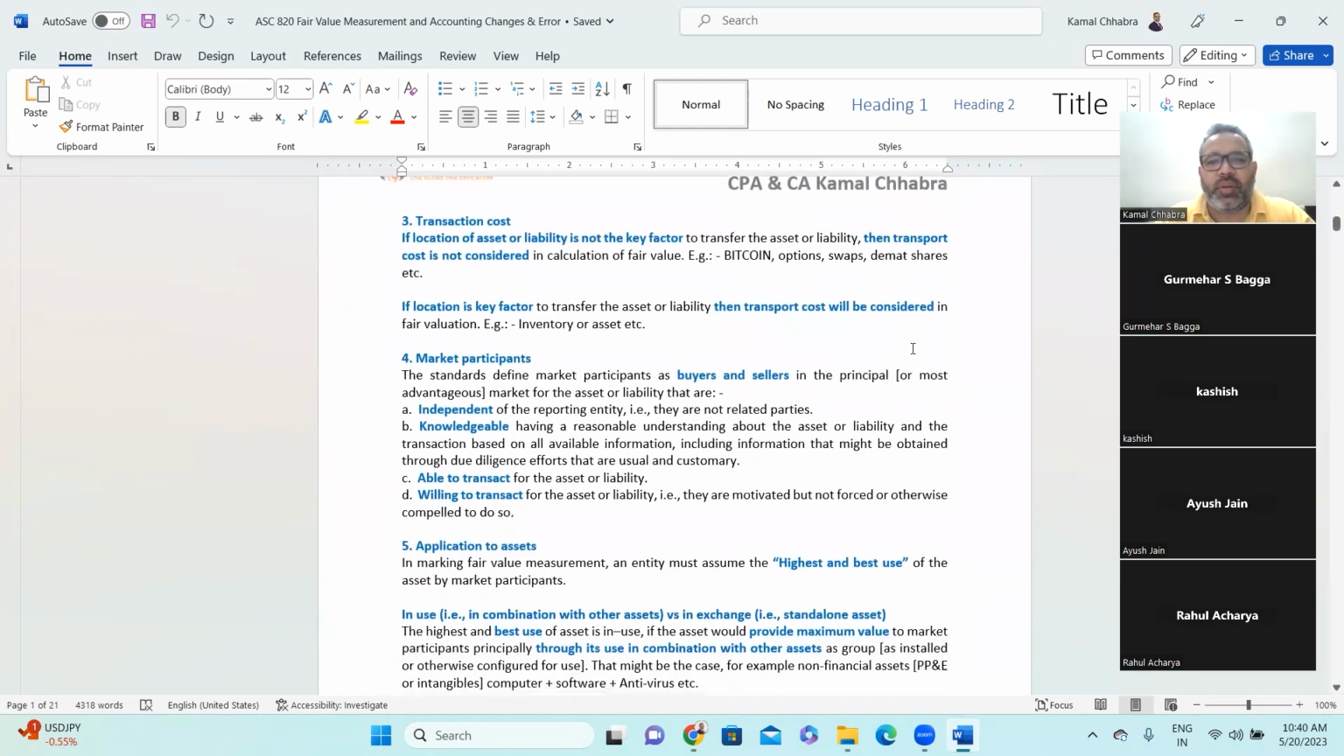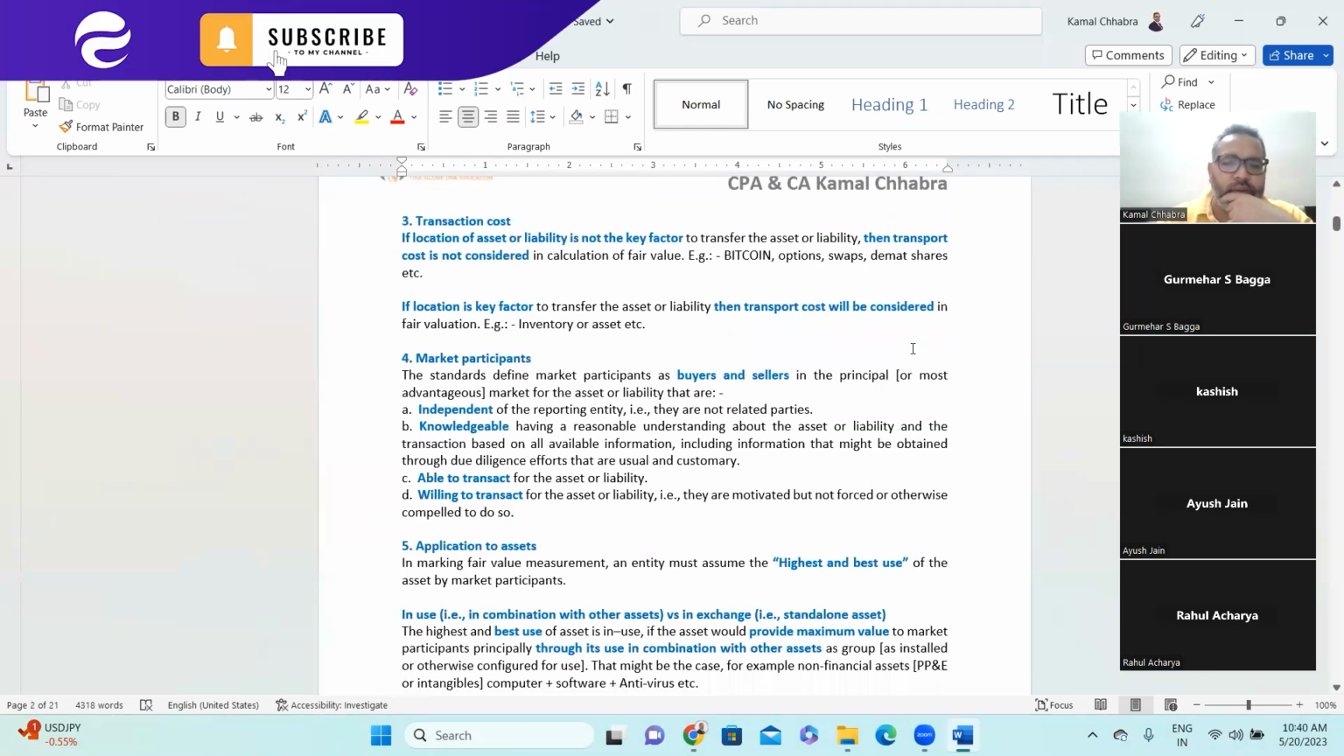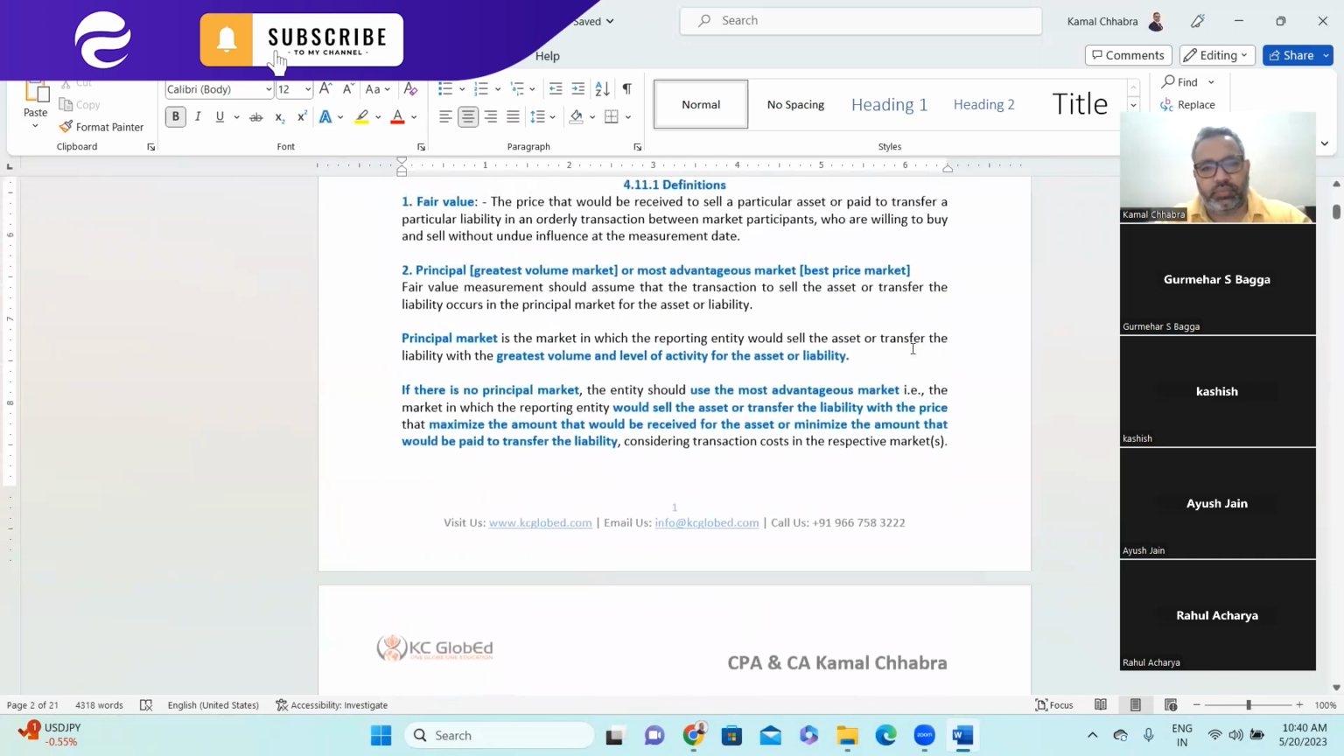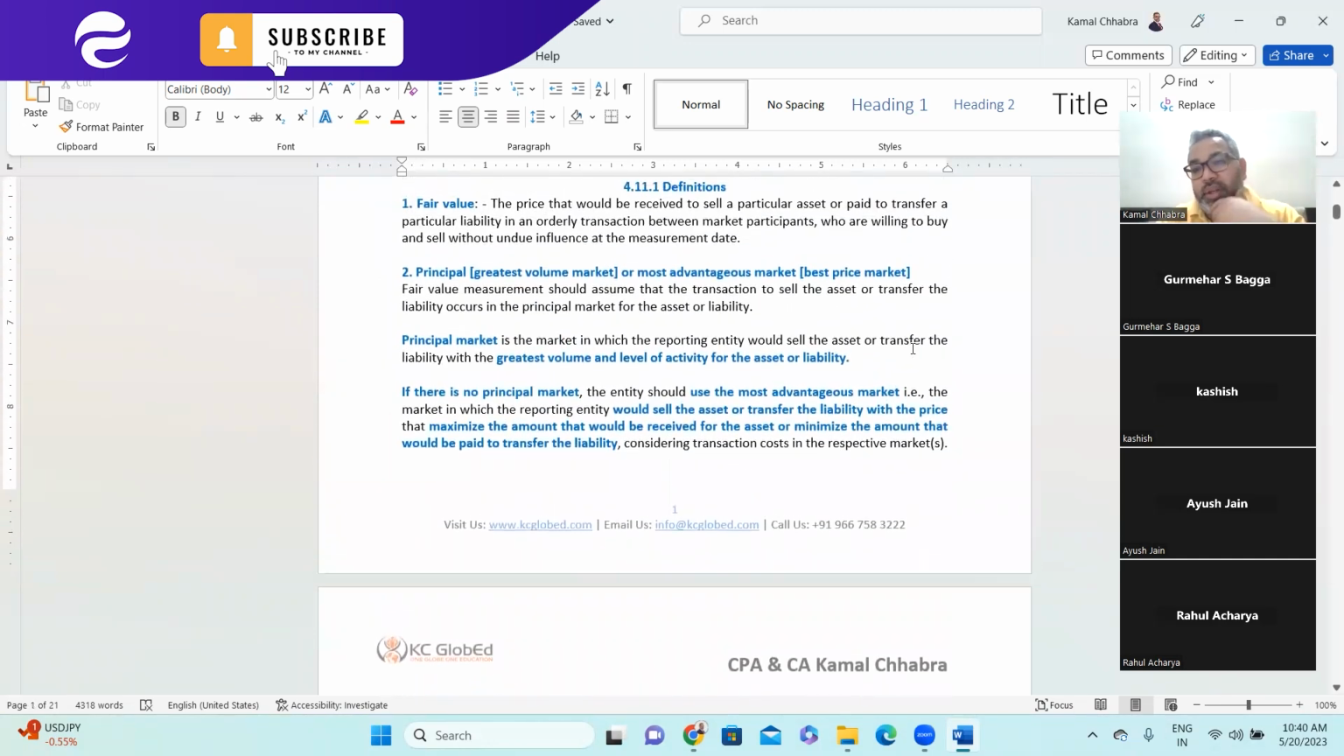Okay, so let's jump into the third topic, which is transaction cost. Sir, I had a doubt. Sir, if it is a niche market, then how will we know which is the most advantageous? Where you can sell at a high price. Okay, but sir, we haven't done anything in the market yet, so how will we know? Give me an example, then I'll be in a better position.